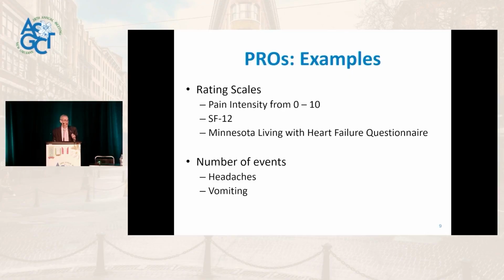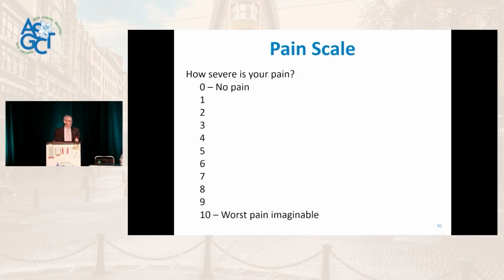Other examples of patient-reported outcomes: pain intensity scale, the SF-12, Minnesota questionnaire. I'll say a few words about a couple of these. And sometimes patients can just report the number of events. How many headaches did you have over the past week? How many times did you vomit over the past month? So patients can report a number of events that only they would know.